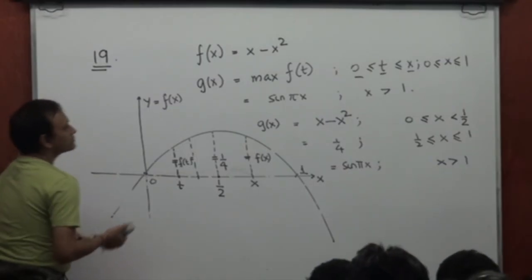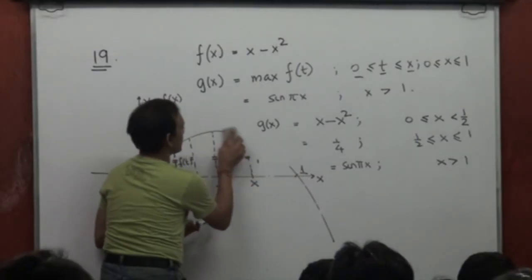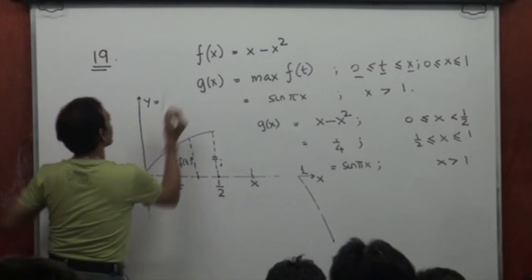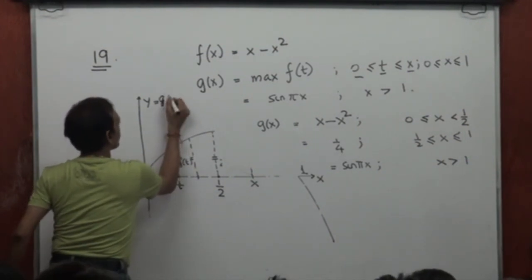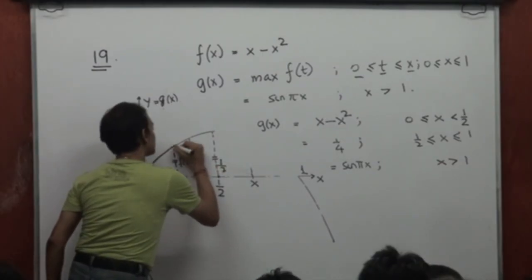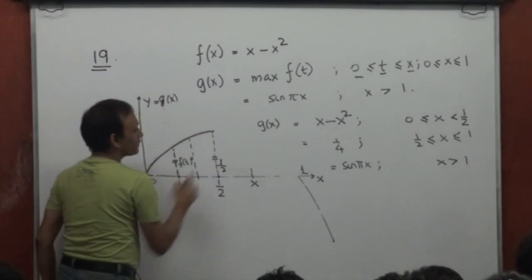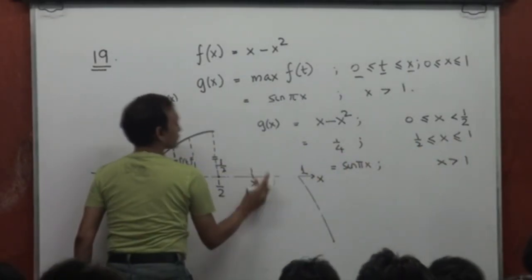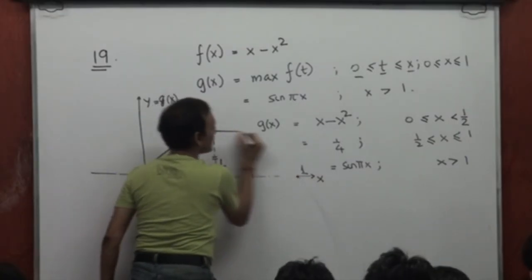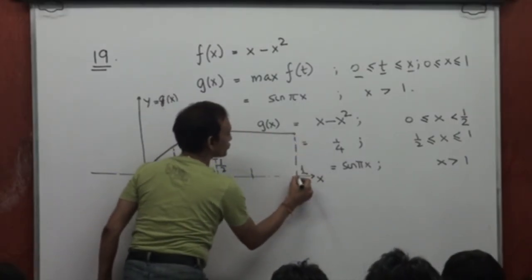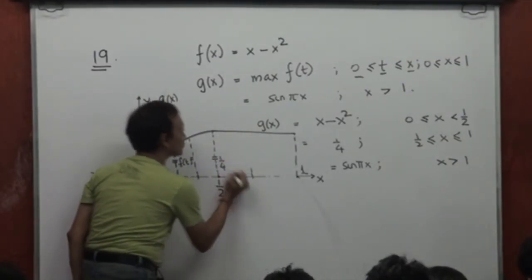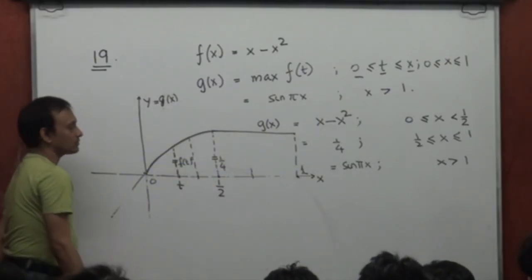In fact, you might just want to draw the graph and see what's happening. If you want to draw the graph of g(x), from 0 all the way to half, g(x) simply goes as f(x). That is this parabola, right? And then from half onwards, all the way to 1, it remains 1/4. This is 1/4. This is the graph of g(x), right?